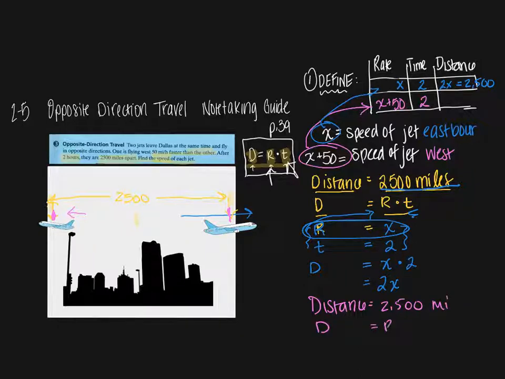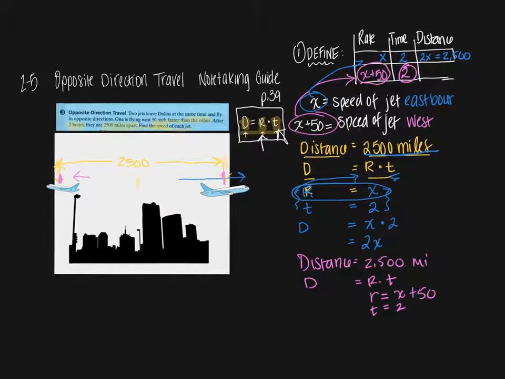D still equals r times t, and I know that my r equals x plus 50, and I know that my t equals, from my chart above, 2. So I'm going to plug this back into my equation, and I'm going to end up getting d equals (x plus 50) times 2. Where did I get that? Well, x plus 50 is r, so I just plug x plus 50 in for r, and I plug 2 in for t, and I got (x plus 50) times 2.